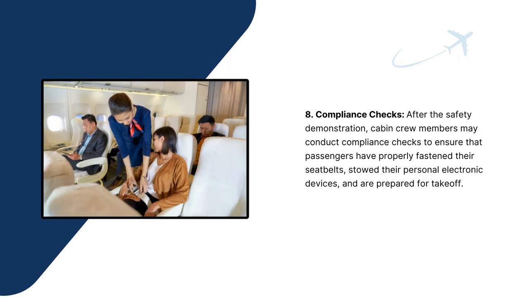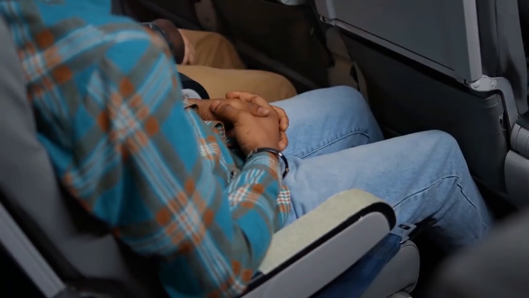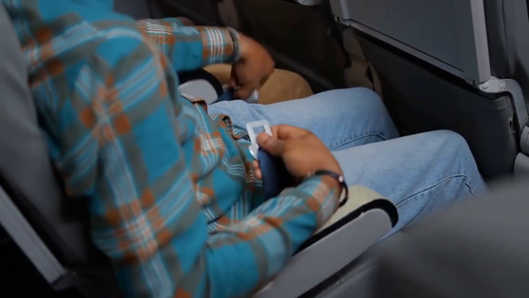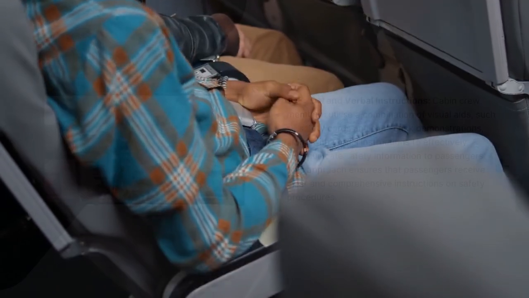8. Compliance checks. After the safety demonstration, cabin crew members may conduct compliance checks to ensure that passengers have properly fastened their seat belts, stowed their personal electronic devices, and are prepared for takeoff.